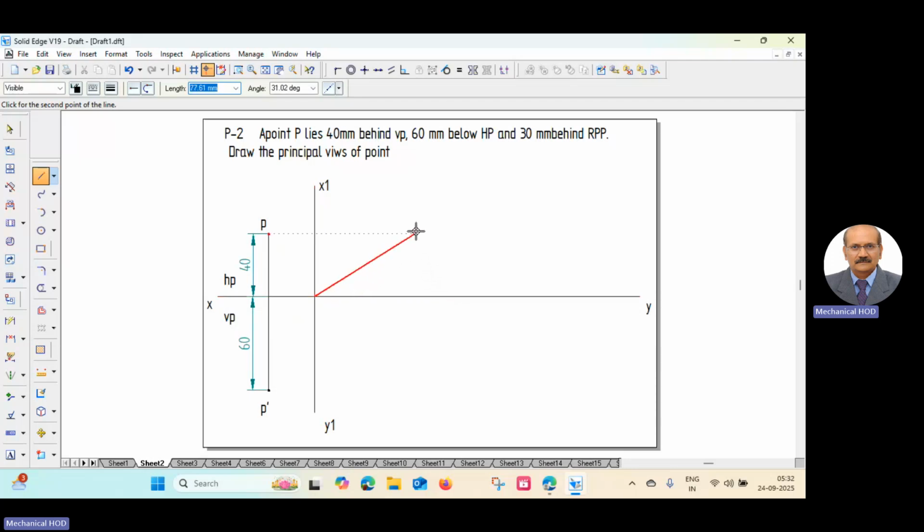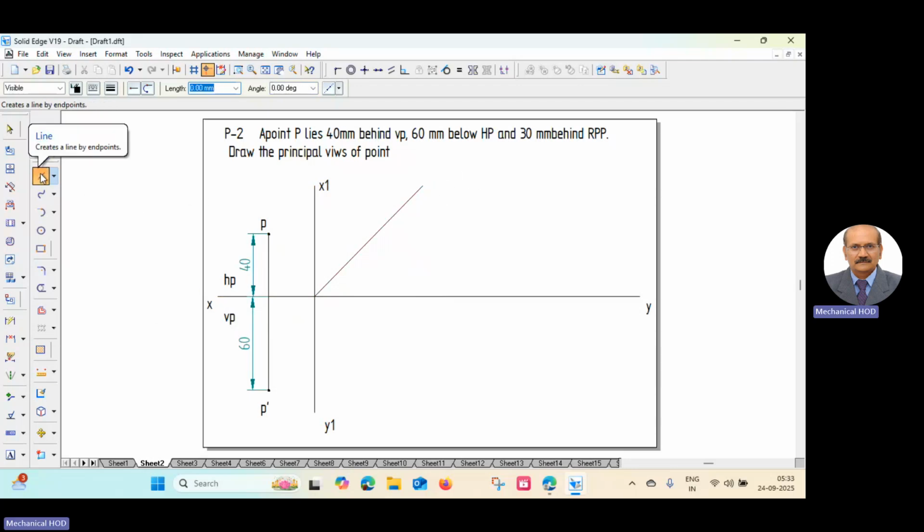Now I have to type 45 degree so that I will get a line like this. Length, I'll press tab key in the keyboard. It moves to angle now. Angle, I'll type 45 degree. Enter. Now length is free. You can drag whatever the length you want. Left click and right click to come out of the command.